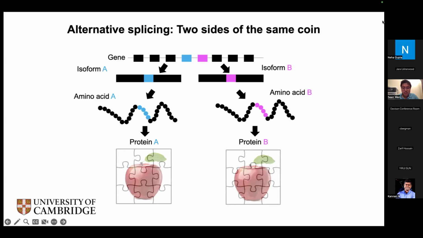And this is my favorite analogy to show over here. If you look at the two pictures below, it shows a picture of an apple. But if you look closely at the puzzle pieces that constitute the picture of the apple, you will see that the makeup is slightly different. And this is what alternative splicing is: to express slightly different versions of the same gene.